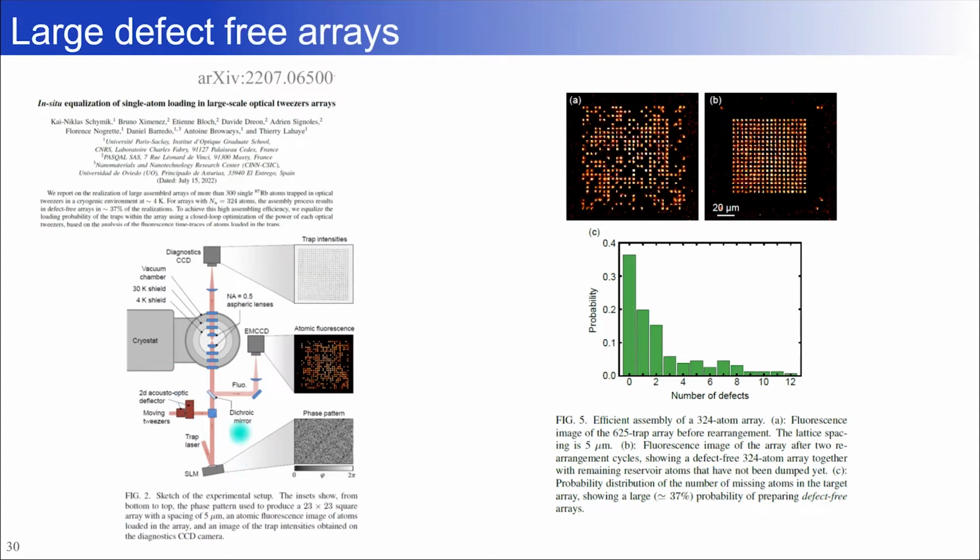In any case, they worked in a cryostat and they went to a lot of trouble to make the intensities of their trapping sites very uniform so that all the sites trap equally well. And what they showed, and this is really the current state of the art, is that they could assemble a 324 site array with 0 defects 37% of the time. So that means if you try a few times, with high probability, you can actually prepare an array that large with no defects. That's sort of the current state of the art. And I think we'll see this go up into the thousands in the next couple of years, but we're not quite there yet.